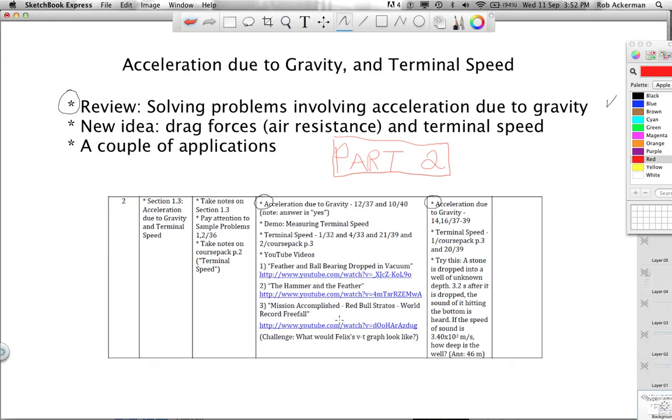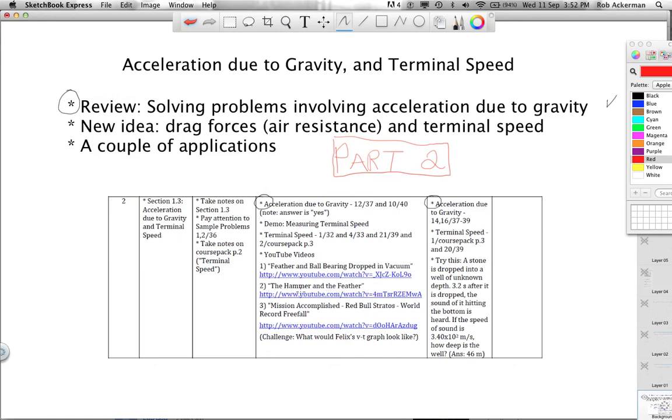Watch it, see what speed he gets up to, and see what his terminal speed was. See if you can figure this out. As a challenge, what would his VT graph look like? This is a very interesting application we'll talk more about in class. And one last thing, I know you want to go, so do I. Here's the very last thing.